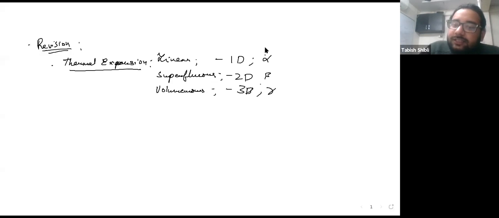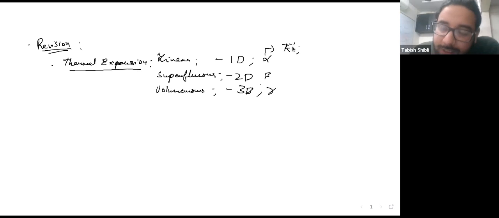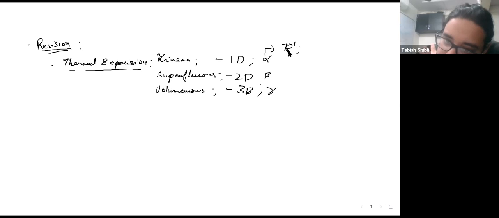Okay, do you remember their units? Yes, sir. What is the unit? 1 by T. So temperature inverse. So essentially Kelvin inverse. 1 by K, yes, inverse. That's why I put a minus 1 here. T is time inverse, no? Because 1 by T is time inverse. Yeah, I put a K here for Kelvin, yes.